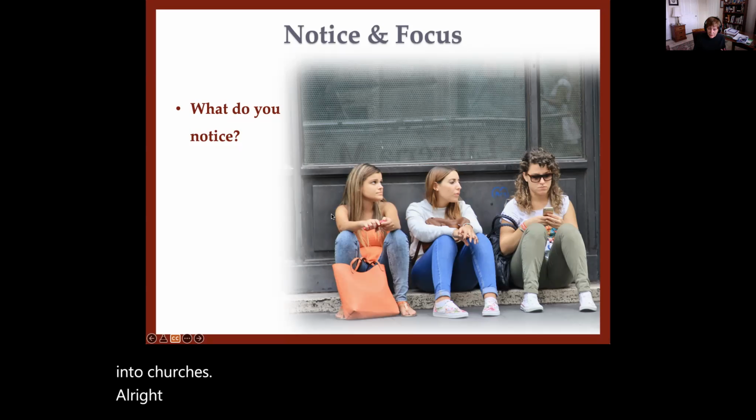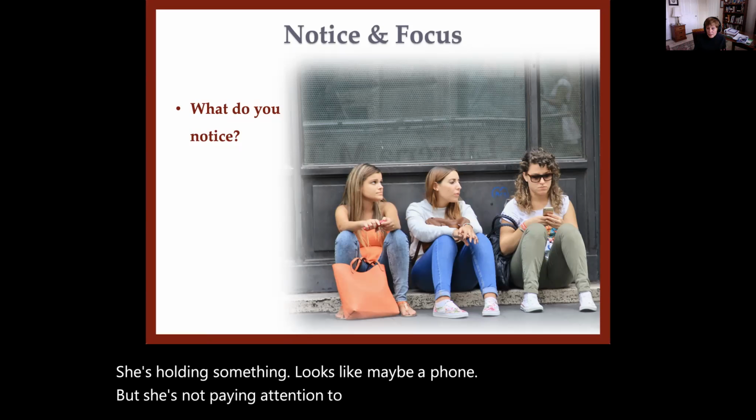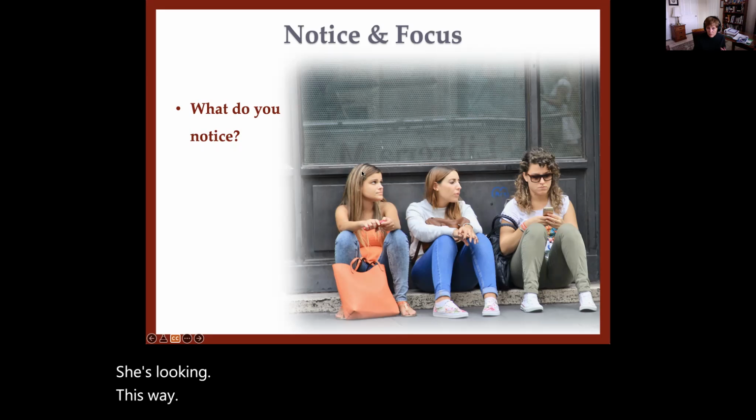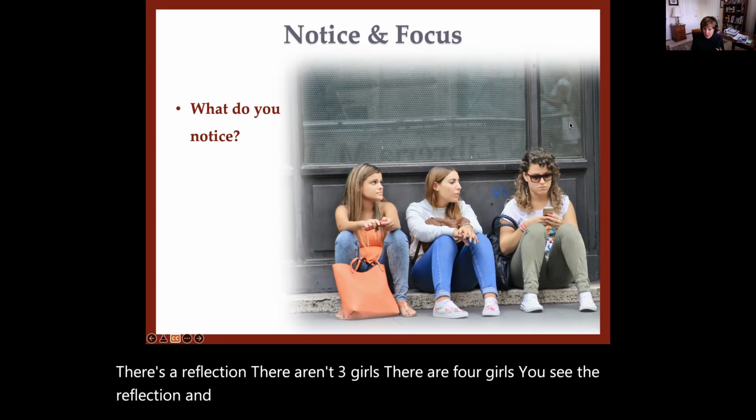So what else about her? She's holding something, looks like maybe a phone, but she's not paying attention to it. She's not paying attention to this girl's phone like this girl is. She's looking this way. Oh, what do we see here? There's a reflection. There aren't three girls, there are four girls. You see the reflection? And this girl's standing up. Looks like she's on her phone too.